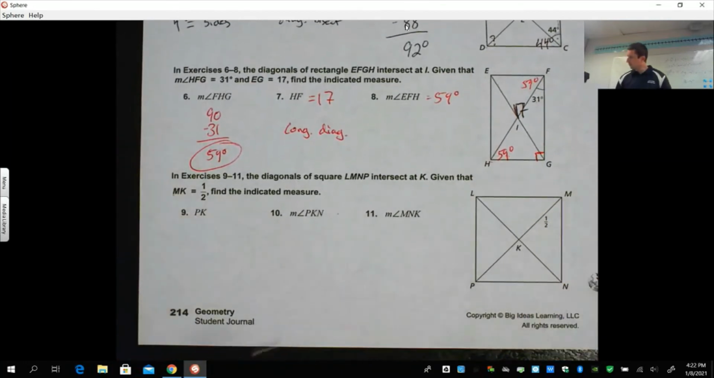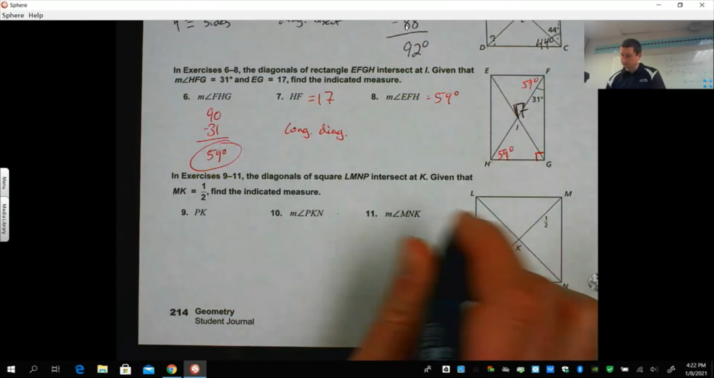Last set, and I have one more question on another piece of notes. And then the assignment, there's quite a few questions in this assignment, just a lot of practice with knowing what kind of shape you have, what the diagonals are going to do, and quite a bit of application that can happen with this as well.